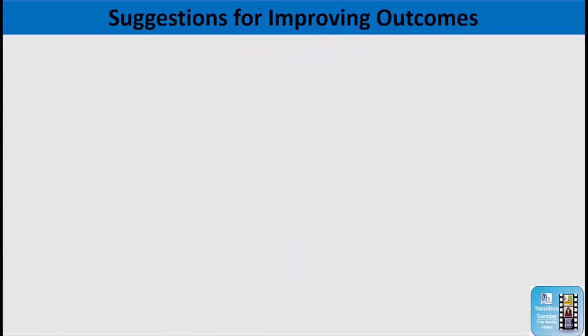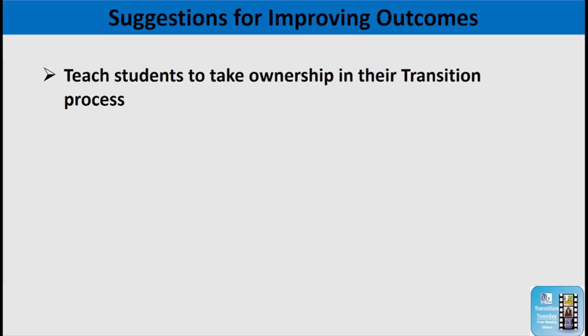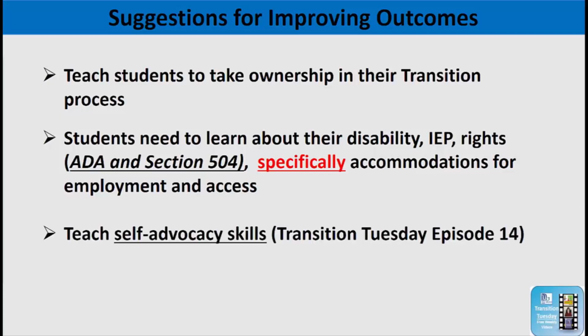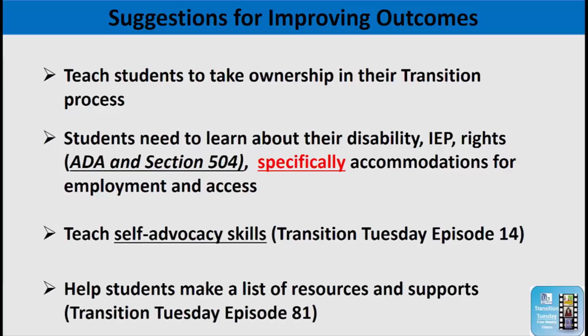Suggestions for improving outcomes for students who are physically or orthopedically impaired include teaching students to take ownership in their transition process. Students also need to learn about their disability, IEP, rights, especially ADA and Section 504, specifically the accommodations for employment and access. Along with this, teach students self-advocacy skills and help students make a list of resources and supports.